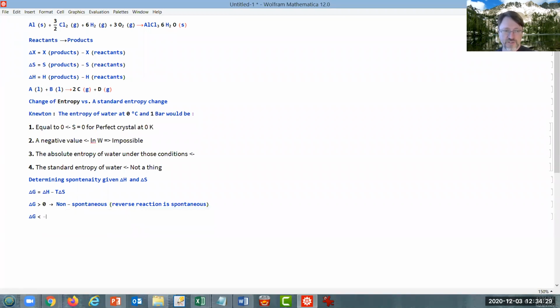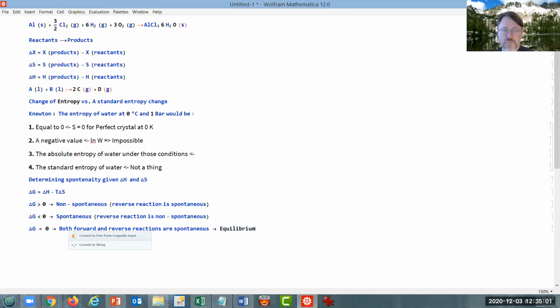Delta G less than 0, which means spontaneous, and just for completeness, delta G greater than 0, which means non-spontaneous, and delta G equals 0, which means both forward and reverse reactions are spontaneous, which also means equilibrium.